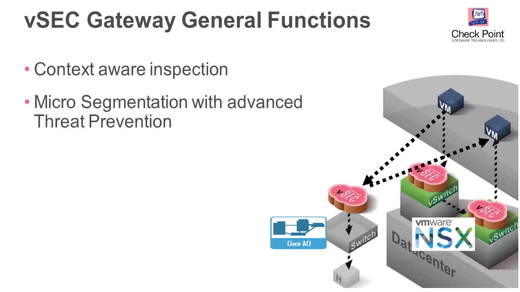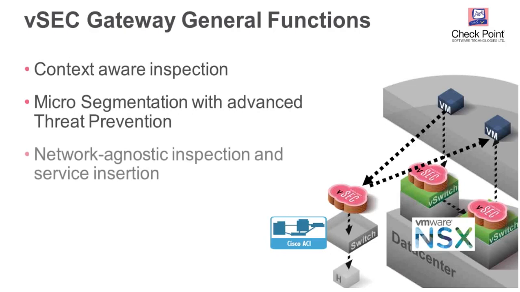With that in mind, the vSEC gateway provides microsegmentation. This is seen in the examples where we leverage the SDN controller groups. In the examples previously, this was VMware's NSX security groups directly in the policy, and any changes that had occurred to those groups within the NSX ecosystem will be updated automatically within Checkpoint without any human intervention in real time. And then with this, the vSEC gateway leverages advanced threat prevention in the form of software blades. And of course, it provides network agnostic inspection and service insertion. As we've seen in the previous examples, one of these service insertions is the automatic tagging of infected machines.